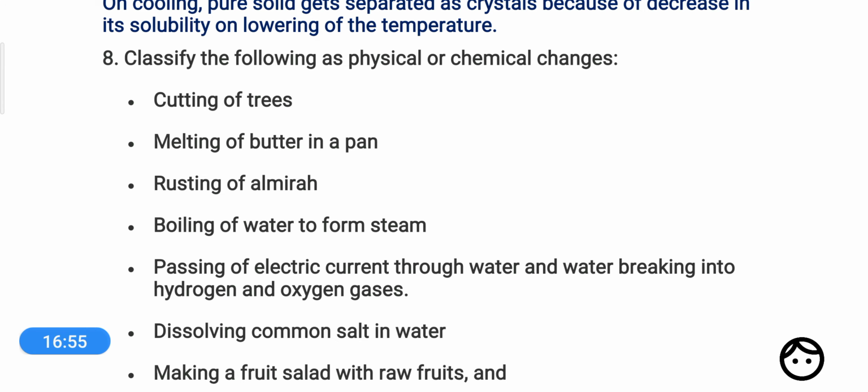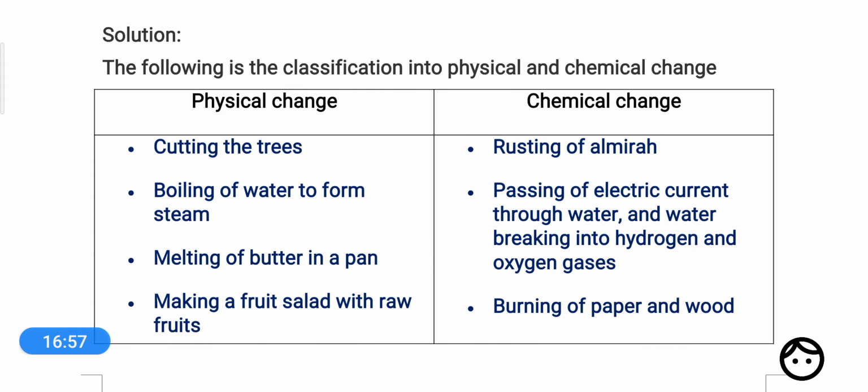So if we talk about cutting of trees, it is just a physical change, because only the shape is getting reduced, size is getting reduced, and shape is changing. So no new substance is being formed, no chemical reaction is taking place. That's why it is a physical change. Now boiling of water to form steam. Obviously when you boil water, right, it converts into steam. That steam is also chemically the water. So there is no new substance formed. Water first was in liquid state, then it converted into vapor state. So this is a physical change.